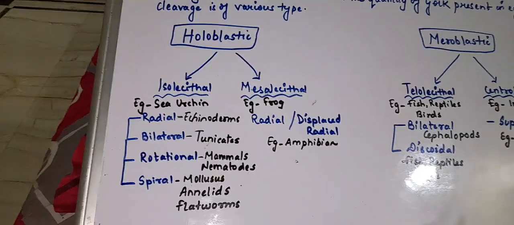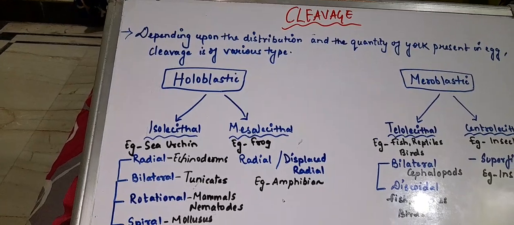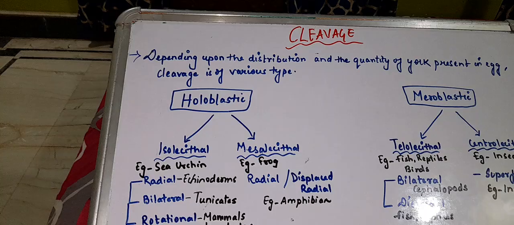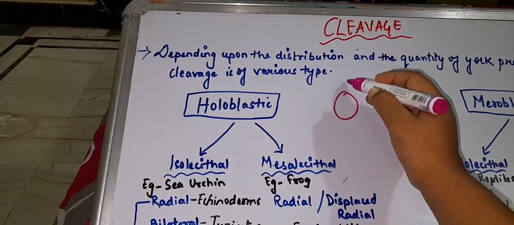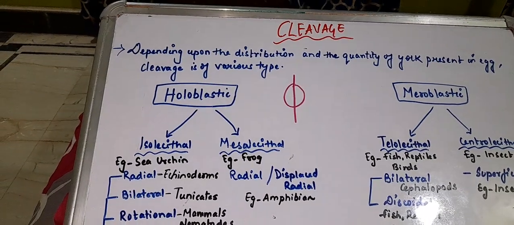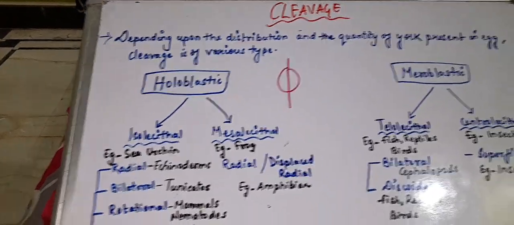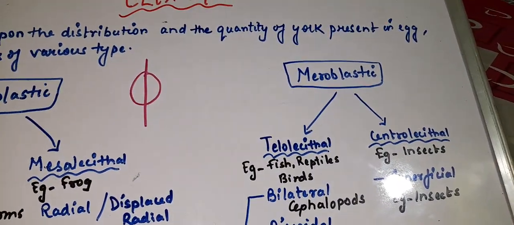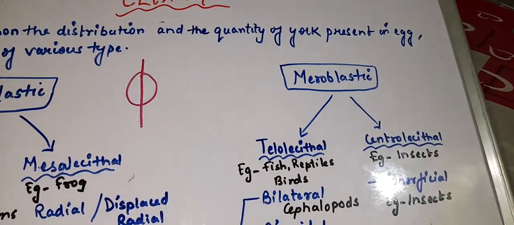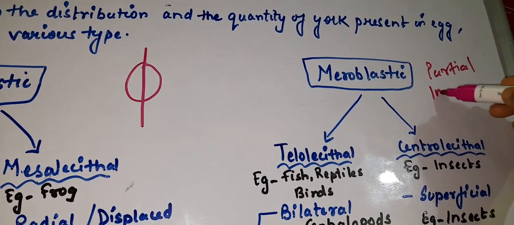Holoblastic cleavage is, first of all, holoblastic means this type of cleavage will generally occur in the egg that has very low concentration of yolk. And holoblastic means that there will be complete cleavage of the egg because there is very low concentration of the yolk. So complete cleavage or total cleavage is seen in this. While in the meroblastic cleavage, as the concentration of yolk is more in this type of eggs, so partial or incomplete cleavage is seen in them.